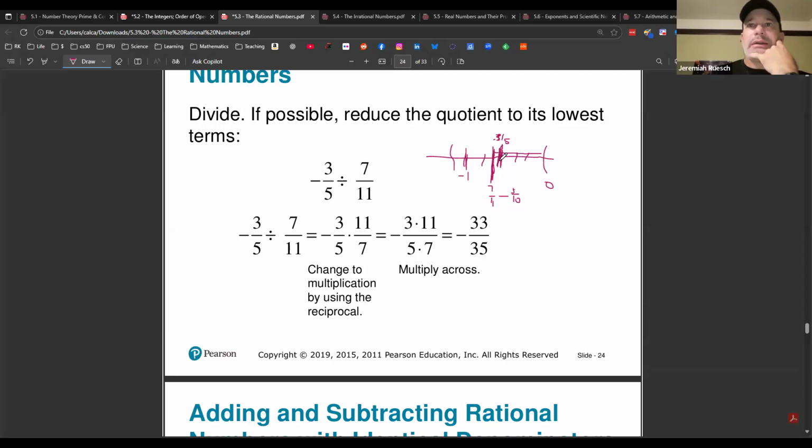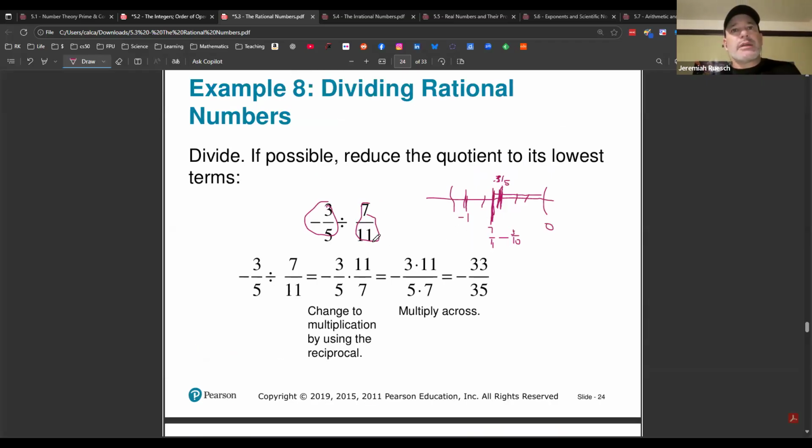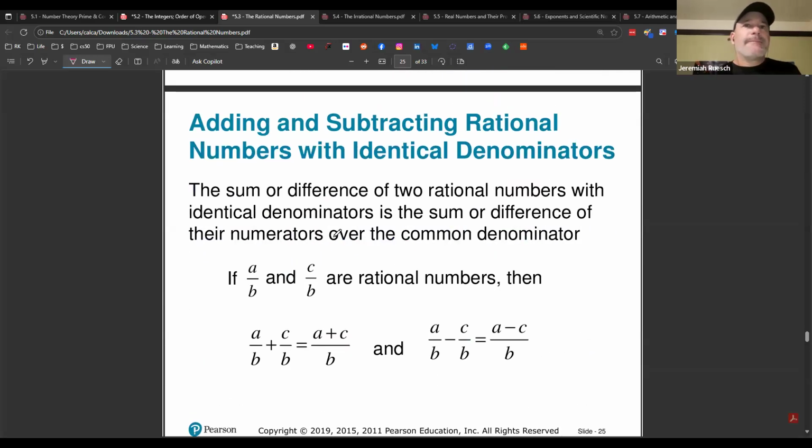And so if I look at this relationship, I'm asking how many of these are there in this, right? Well, 3/5 isn't as far as 7/11, so it's going to be a number less than 1, which is verified here. Okay, so that's just to give you a visual of what's happening. And if we figure that out in more detail, we would see that this is the result that we get. Okay, but the result isn't flipping and multiplying. All right, hopefully that makes sense.